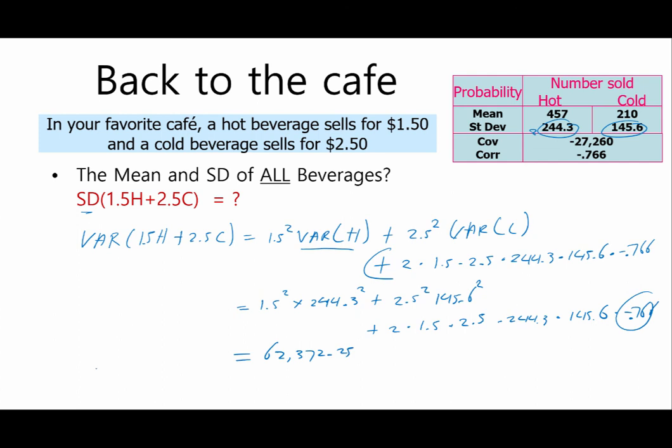How do we get the standard deviation? The standard deviation of 1.5 hot plus 2.5 cold is going to be equal to the square root of that thing, 62,372.25, which is equal to 249.7. So it's a reasonably long formula. I will agree with you there. But once you know the numbers to plug in, it's not super bad.